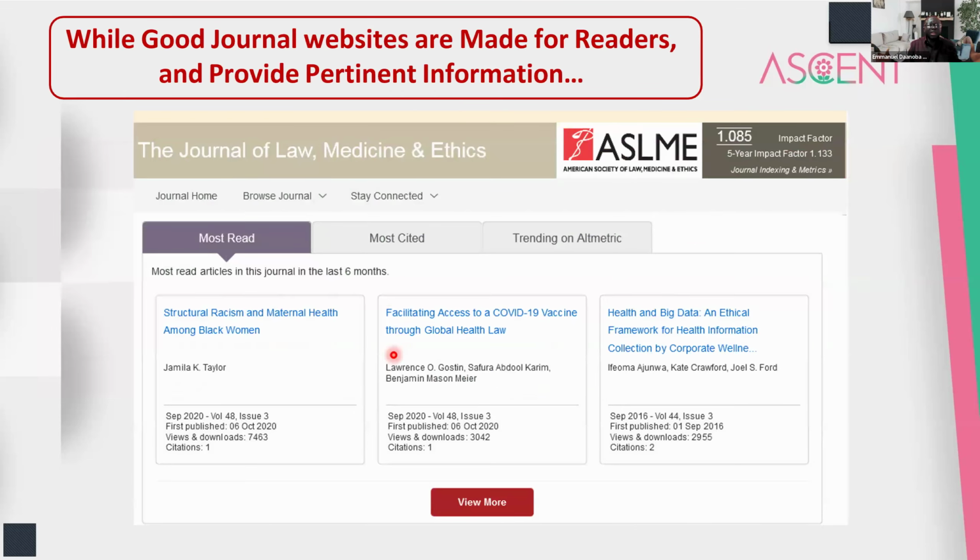Then what about a good journal? The good journals have something for their readers, not just calling for authors. Look, they will give you most read. You click on it, you see the most read articles, most cited articles since the journal was incepted, trending on Altmetric, the one that is popular on social media, all that. Then it is coordinated. You have the impact factor, the indexing and metrics, you can get all that. That is the feature you can get in good journals.